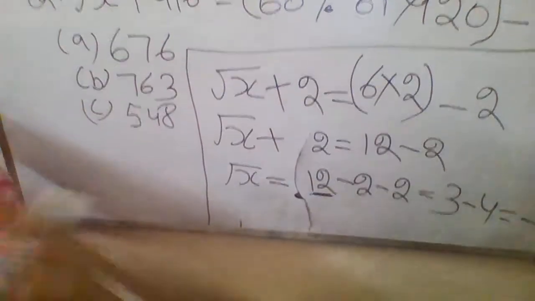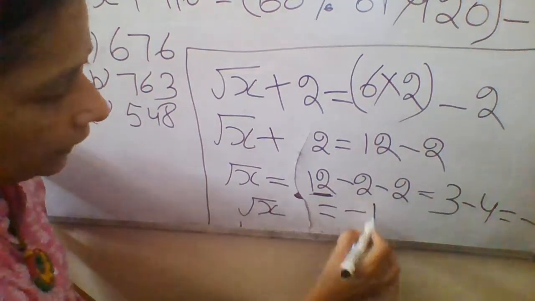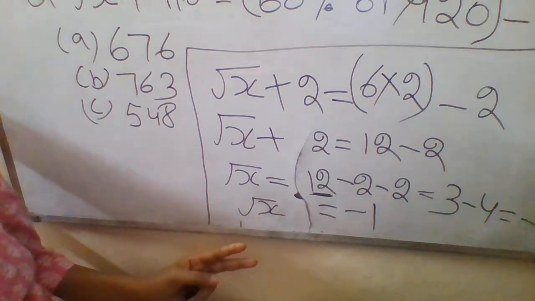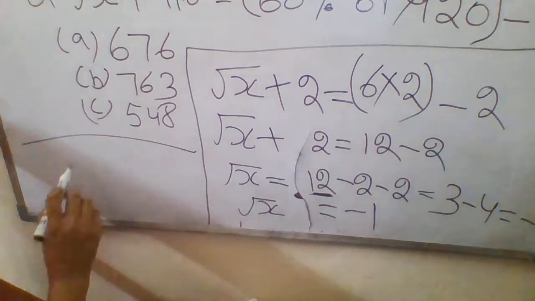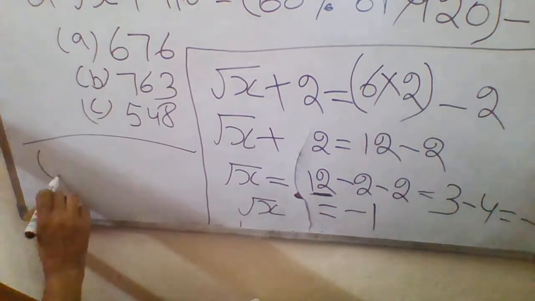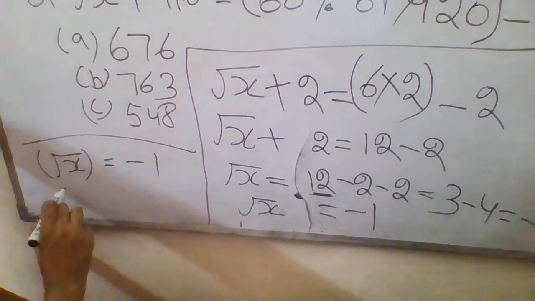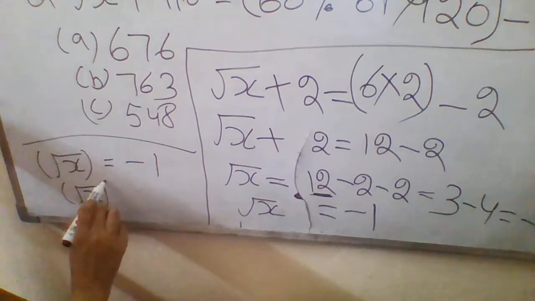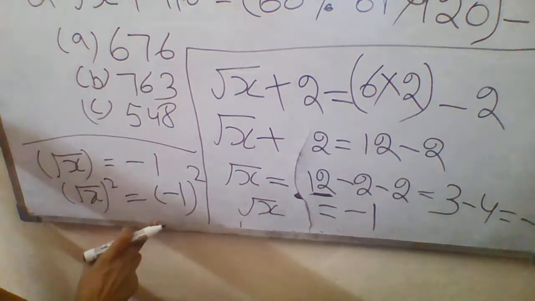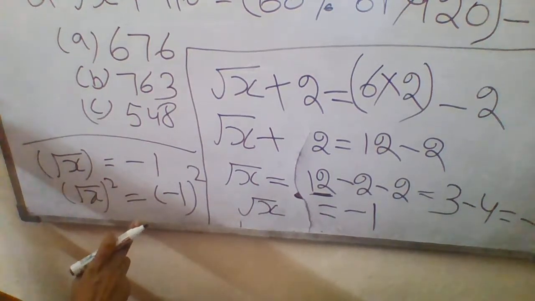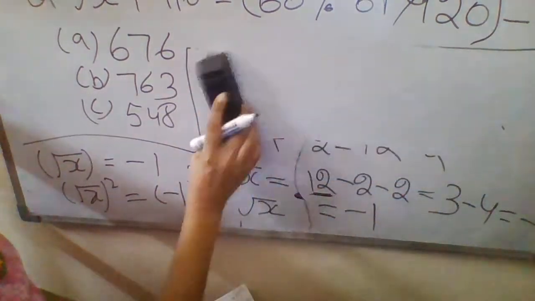Now you see what will I do? I have to write down under root x is equals to minus 1. So if I make a square on both the sides, under root x is equals to minus 1, this will be square on both the sides. So what will you get? You will get x is equals to 1. So I am going to rub it and write down here 1.